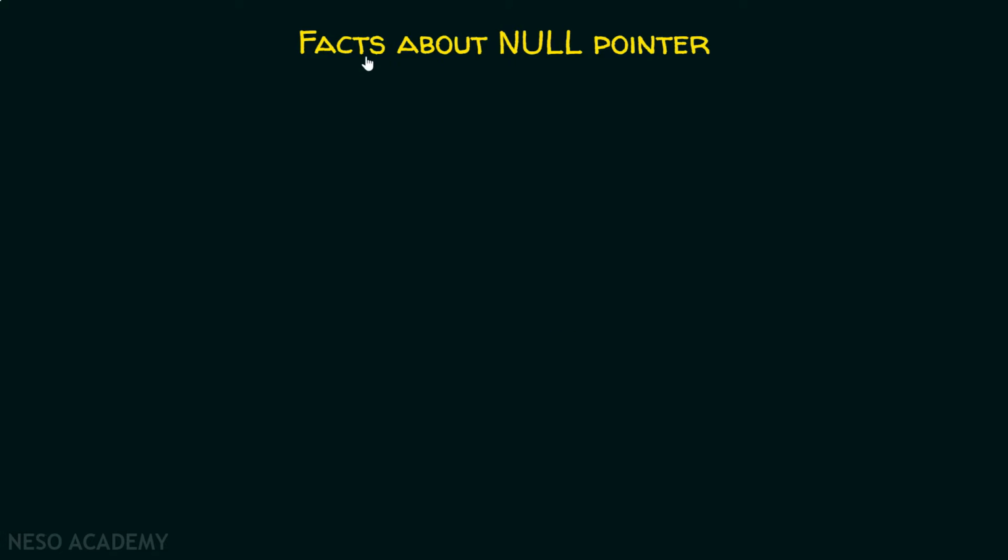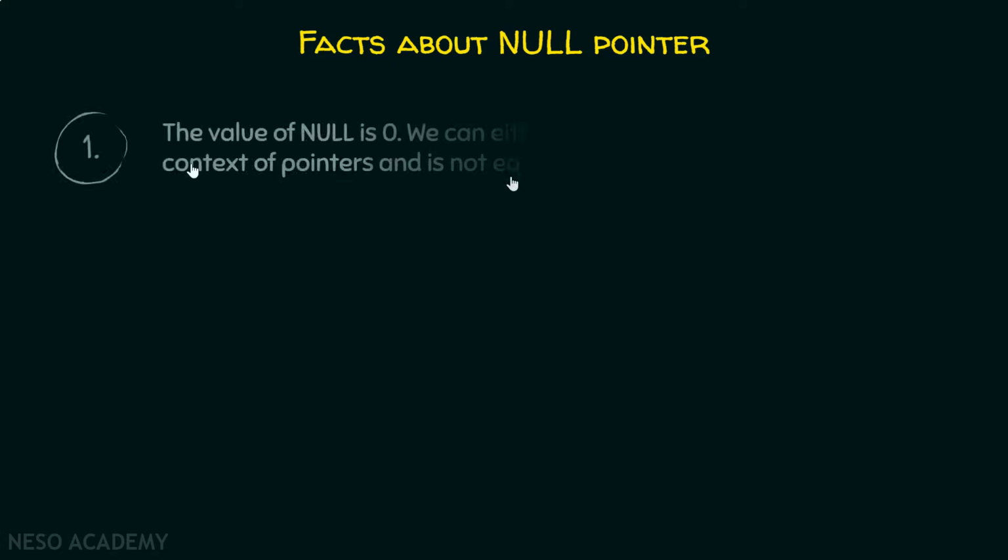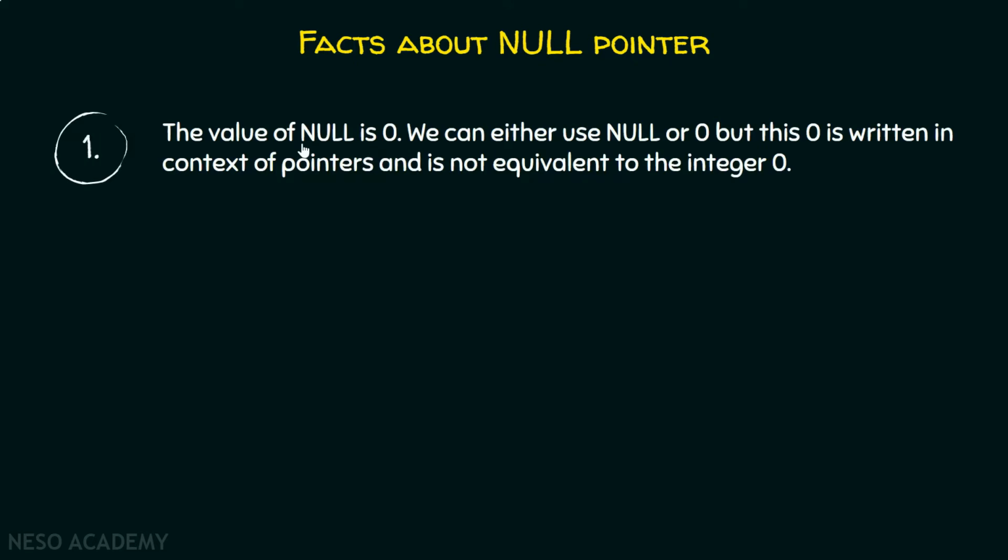Now let's discuss some facts about the null pointer. The value of null is 0, let me tell you. We can either use null or 0, but this 0 is written in the context of pointers and is not equivalent to the integer 0. You should not confuse it with the integer 0. It is a special kind of value which represents a null pointer. We can either write null or 0. Both are the same in the context of pointers, okay?